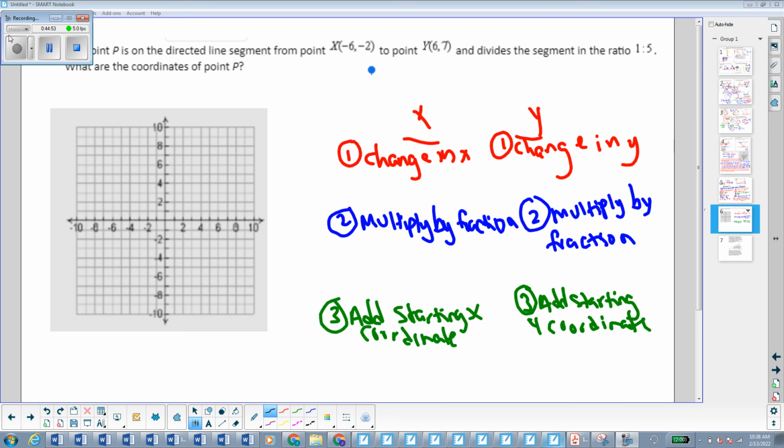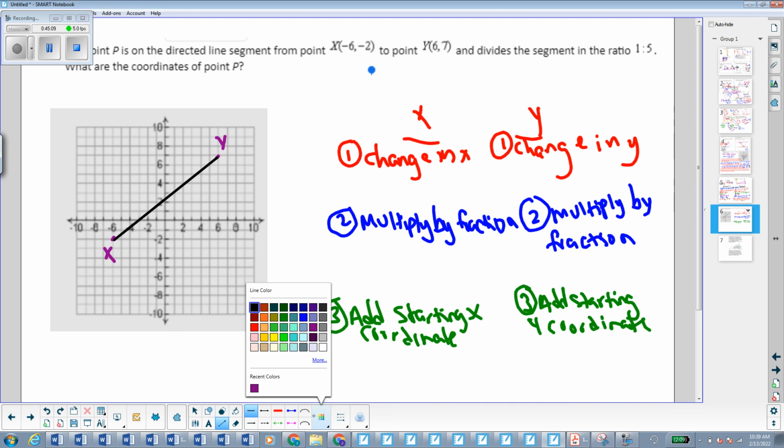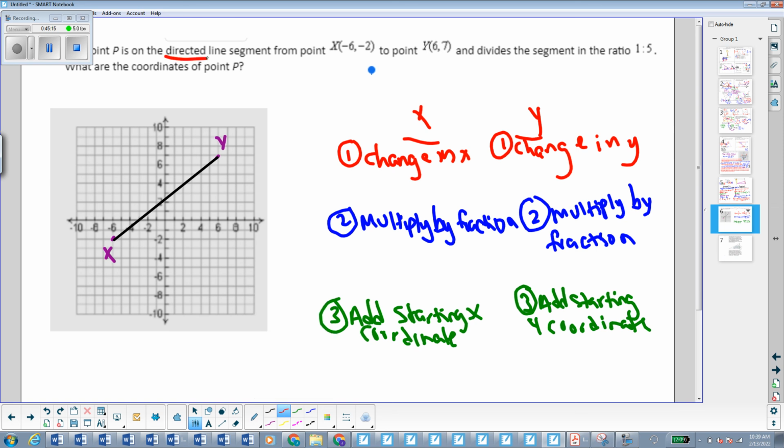The next question is about dividing segments into a given ratio. So I'm going to do it both ways, graphically and algebraically, and feel free to do it whichever way makes more sense to you. Okay, so let's do it graphically first. So I just went ahead and graphed my start point X and my end point Y. We are told in the question that this is a directed line segment, so that means it does have direction. And it does say from point X, so that's our start point, to point Y, so that's our end point. So that's something also to keep in mind.